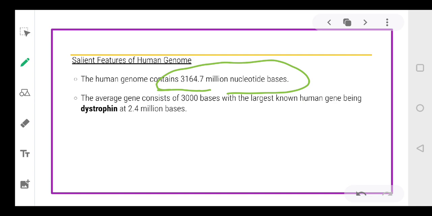On an average, there are 300 base pairs, with the largest human gene being dystrophin. If we take out the average, a gene basically contains 3,000 bases, right? And the largest gene is dystrophin. It has 2.4 million bases.